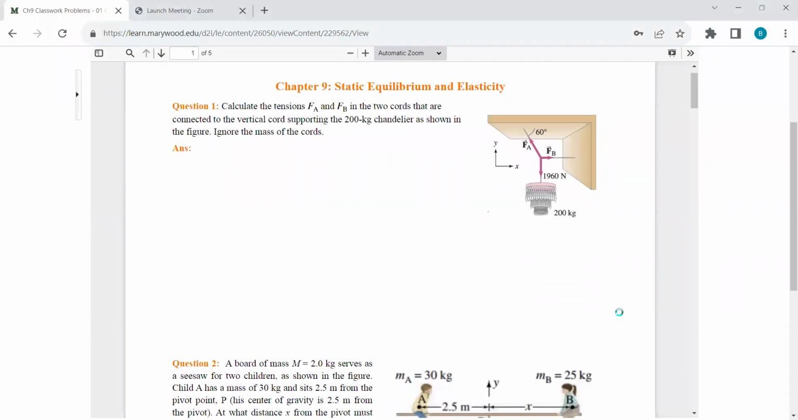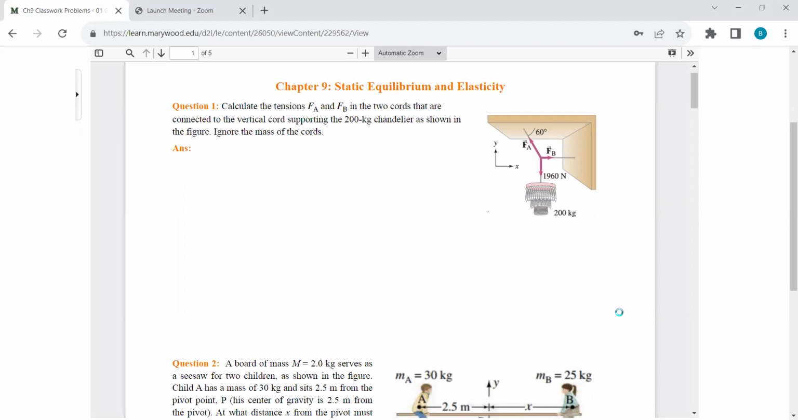All right, so let's start. So this is the problem solving session for chapter 9. So here you will be using static equilibrium concept and elasticity concept to solve the problem from chapter 9. Okay, so let's start. So the first one, the question number 1 is this one.